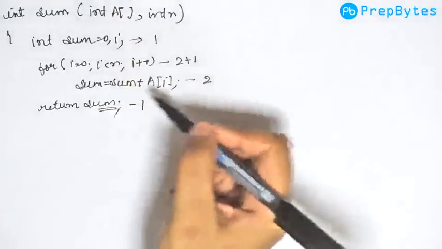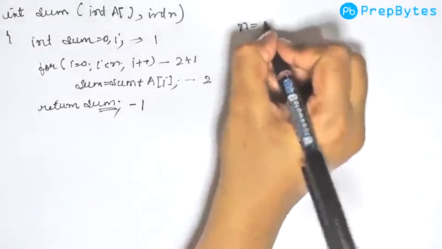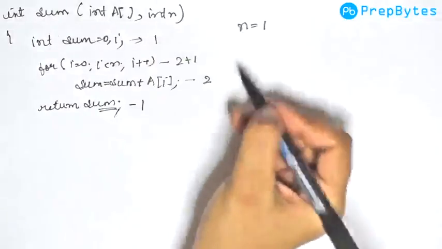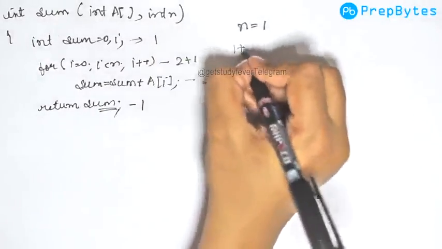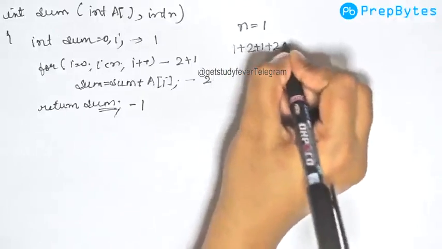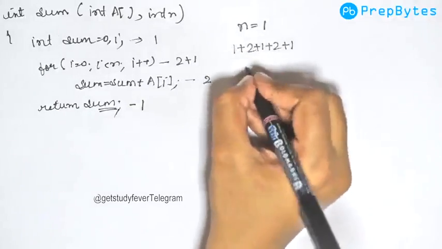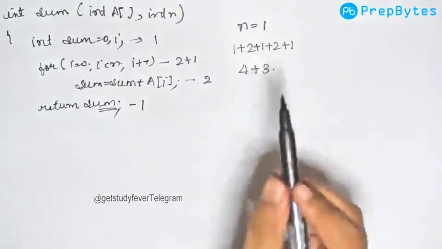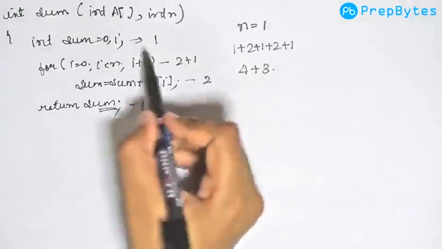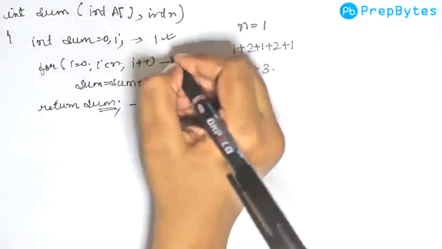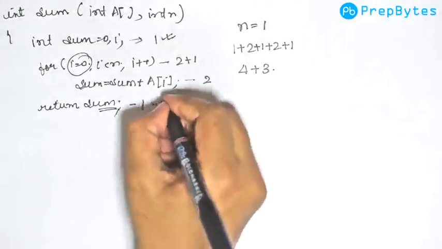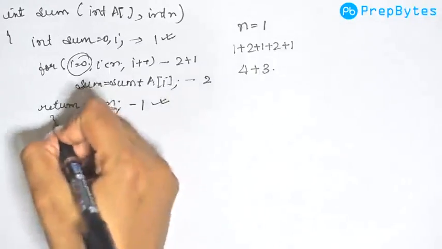This I am considering when n is equal to 1. This loop will run only one time. So what will be the total time taken? Why did I write 4 plus 3? Because these statements will be executed only once in the whole code. This will be executed only once in the whole code, and similarly the sum will be returned only once.